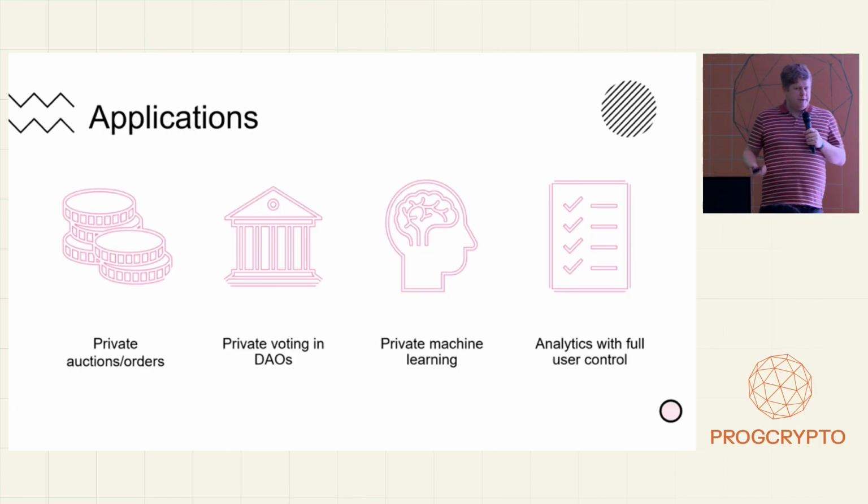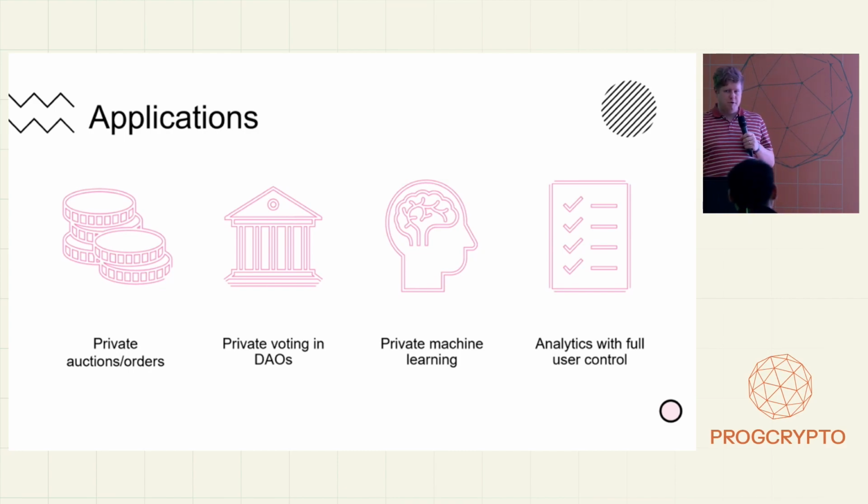So what can you do with FHE? Well, you can have private orders and auctions. You can do DAO voting. And with DAO voting, you can implement this with a ZKP, but you typically need some kind of commit and reveal process. And it requires several interactions with the chain.